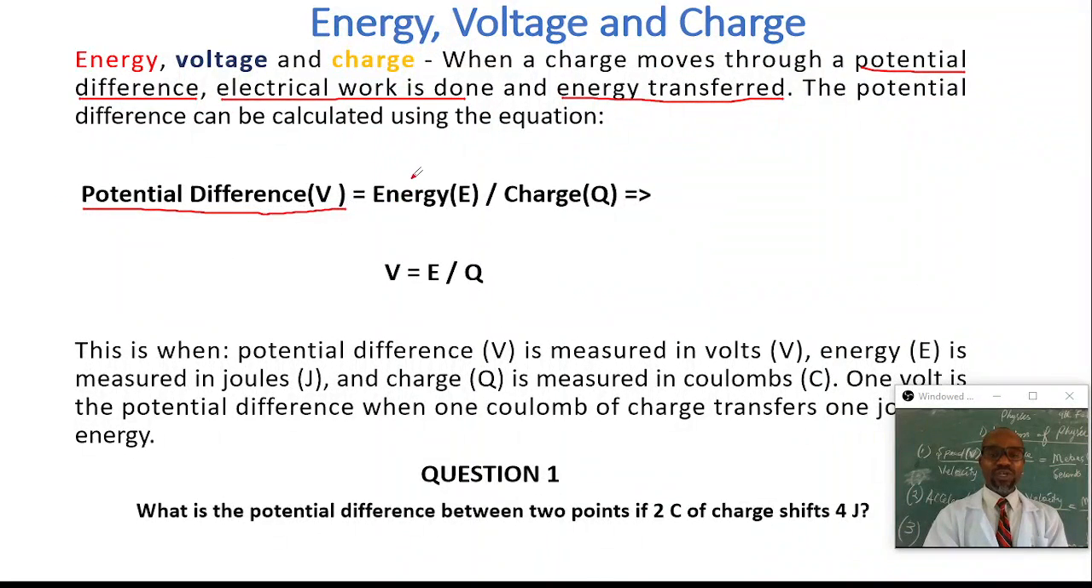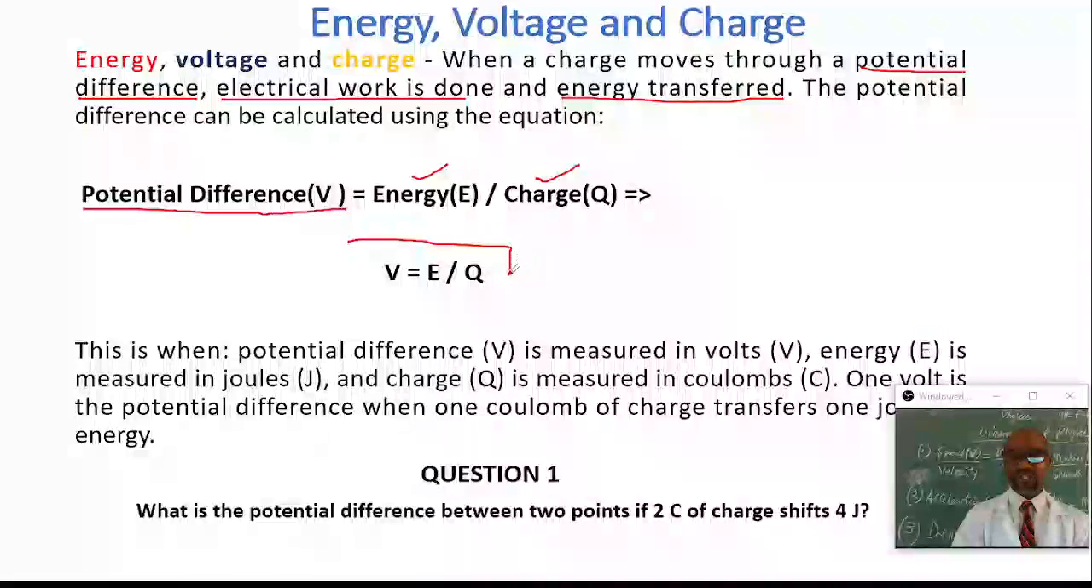For instance, we know the amount of energy that has been transferred, and then we know the value of charge in a system. For us to do this, there is this formula here. This formula will help us to achieve that purpose. Where V stands for the potential difference, E stands for energy, and Q stands for charge measured in coulombs.